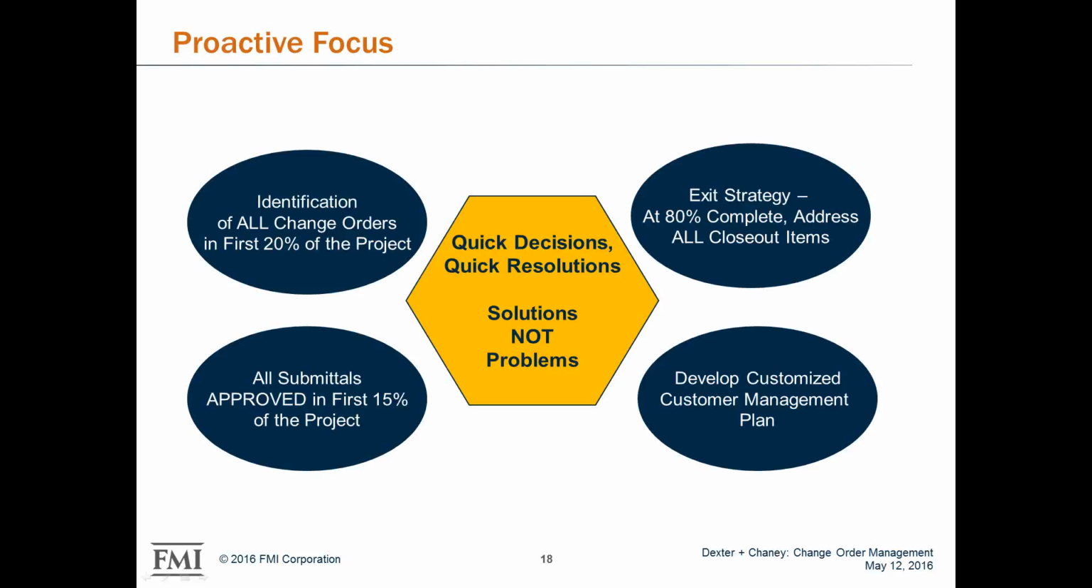Then we've got exit strategy. What we call exit strategy is when the job's about 80% complete, we get the team together, get the project manager and superintendents, maybe project executives, whatever your roles are on your team, we get all the folks together on the project, and we talk about what's outstanding and what we need to do to get off the job. Everybody talks about having kickoff meetings, pre-construction meetings. We call this a kick finish meeting. So we identify it, we assign responsibilities, and we figure out what we've got to do to get off the job.